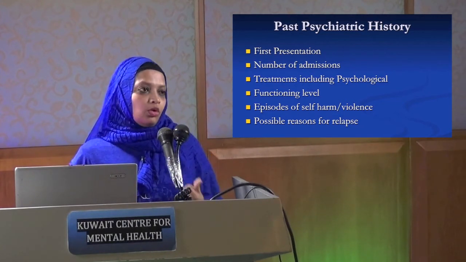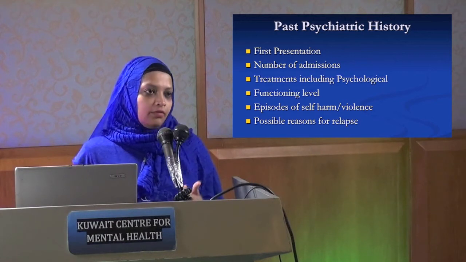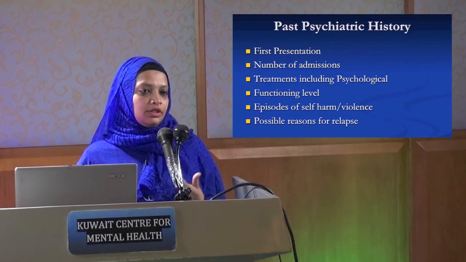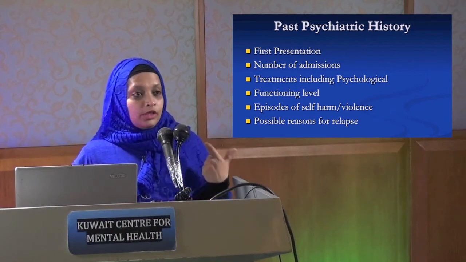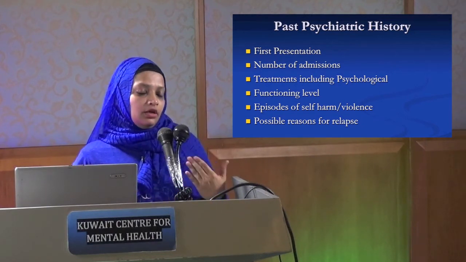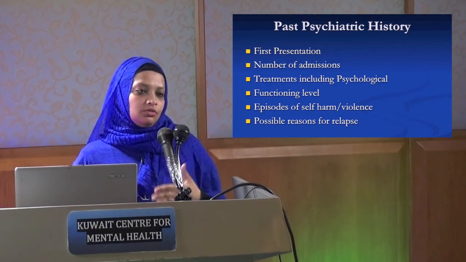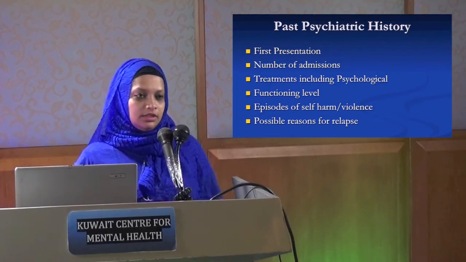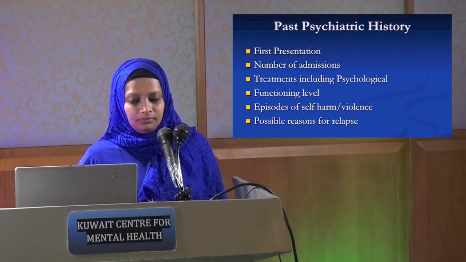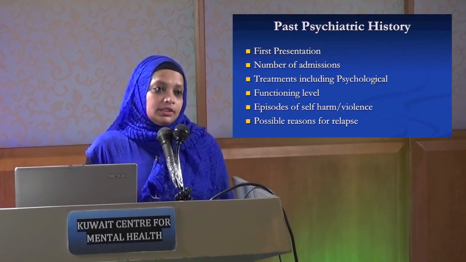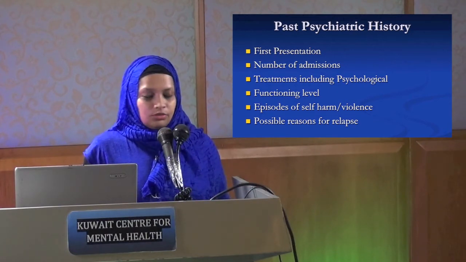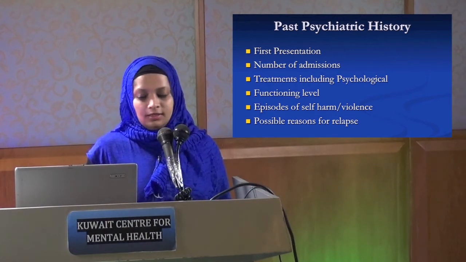So we need to know how many admissions they have had and what treatments they have received, including psychological treatment, whether they've cooperated with the treatment, what was the functioning level over the years? Have they been able to get back to the things that they do once they become well, or has the functioning deteriorated over time? And it's really important that you explore their past risks. Have there been any episodes of self-harm or violence?